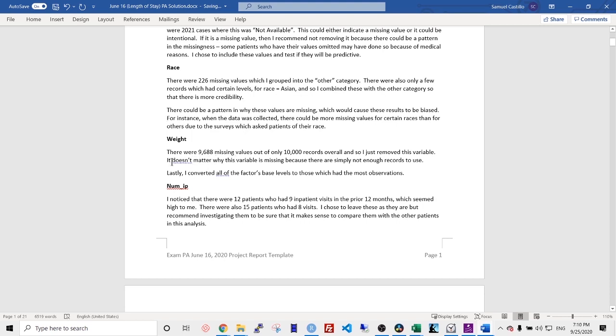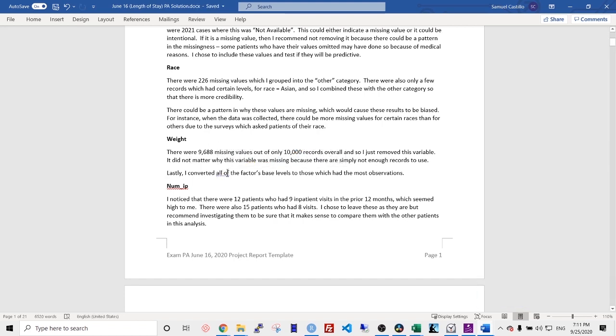There are some cases where I could use better language, and it's important that I use consistent tense. If I use past tense in part of the report, for instance, here I say I grouped the variables together, which is the past tense. Then I shouldn't use the present tense here where I say doesn't. So I should change this to did not matter. It did not matter why this variable was missing.